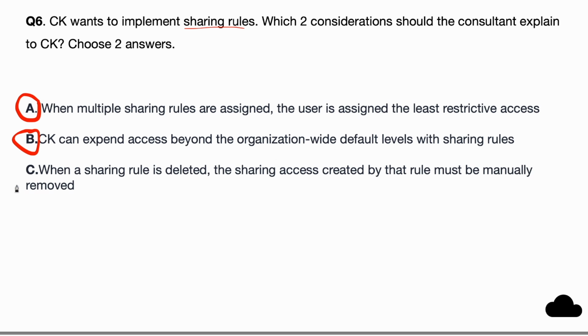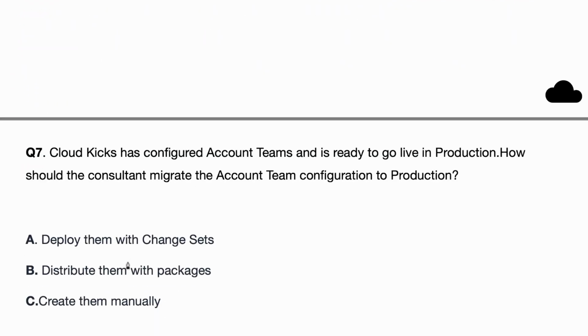And then C, we know this is not the right answer. When a sharing rule is deleted, the sharing access created by that rule must be manually removed. That is not true. When the sharing rule is deleted, the access is automatically removed. It does not need to be manually removed. So let's keep going to question 7.